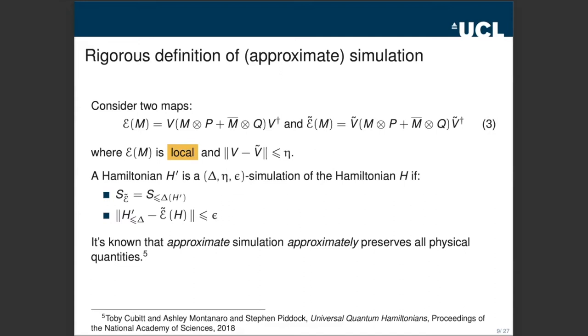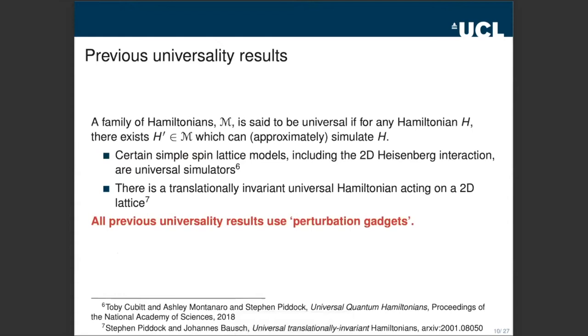Okay, so that's the definition of simulation. As I mentioned in the introduction, we say that a family of Hamiltonians is universal if for any target Hamiltonian H, so any Hamiltonian you can write down, there exists a Hamiltonian in the family, H prime, which can simulate H approximately.